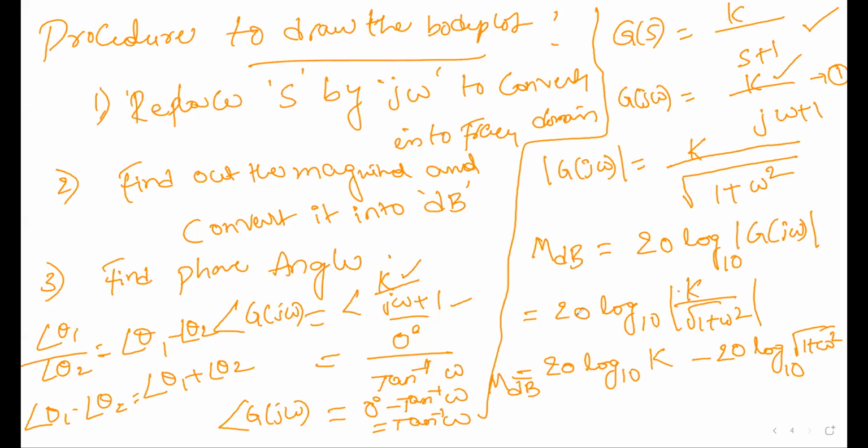Okay, so this is the general procedure now. What is the fourth step? 3 steps are completed. What is the fourth step? Draw the Bode plot. So this is the general procedure to draw the Bode plot. First, we have to replace. Anyone please read the steps for me?